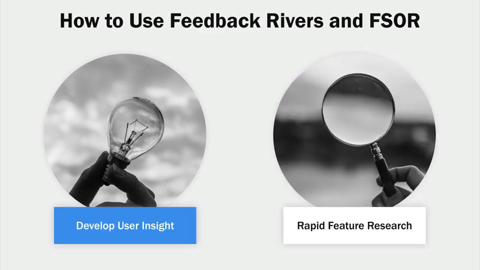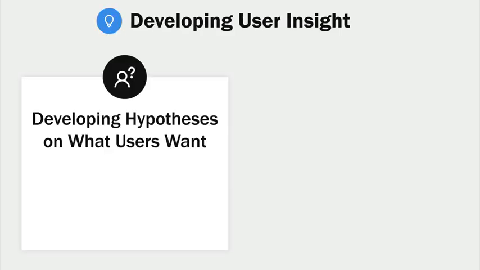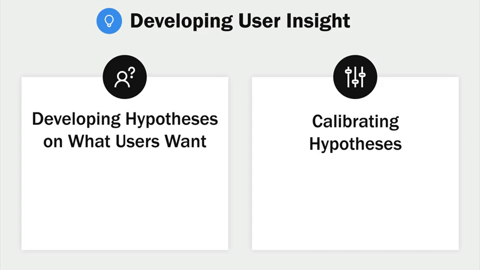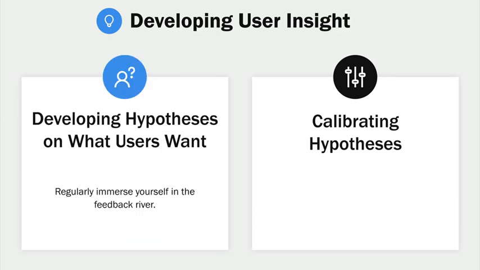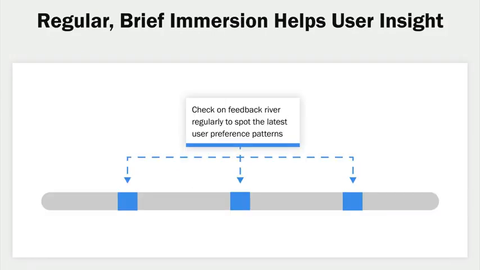The primary way you use these feedback management systems is to develop your user insight. Developing user insight can be split into two parts: developing initial hypotheses on what users want and calibrating those hypotheses. Your feedback river handles the first part, while your feedback system of record helps with the second. To develop your hypotheses on what users want, you have to regularly immerse yourself in the feedback river. This means checking your feedback river daily for short periods of time to get a quick sense of the latest feedback themes, giving you the data points to start spotting patterns in user preferences.